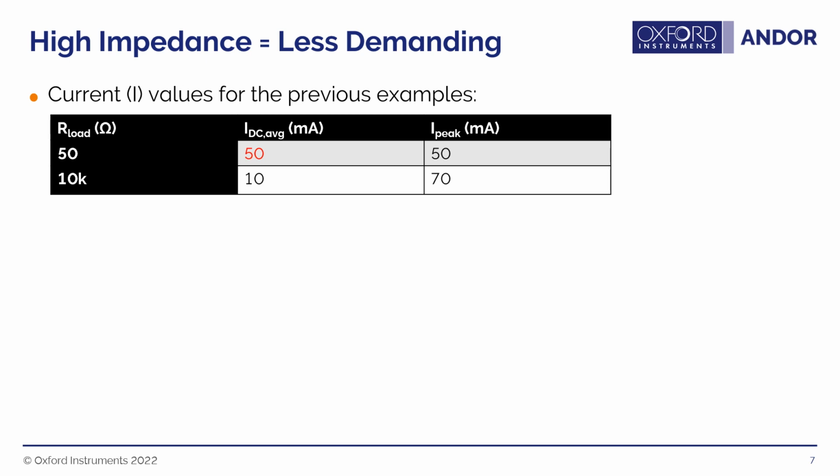And so now I can talk a little bit about why you would choose one type of impedance or another. If you look at the current values from the previous examples, I had an electrical engineer do some simulations for me.